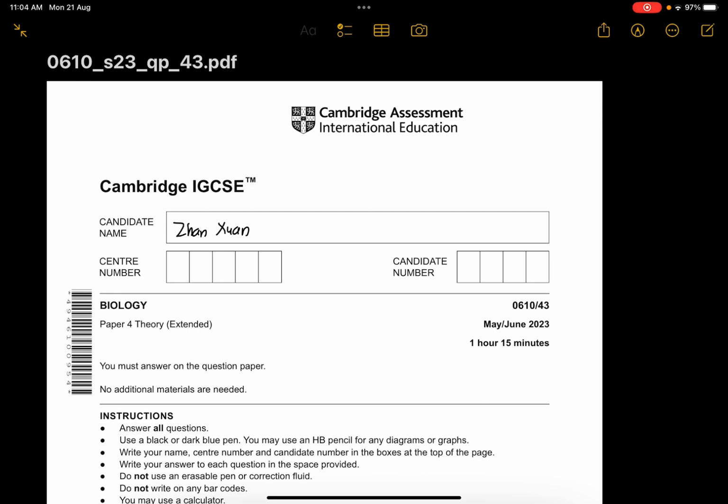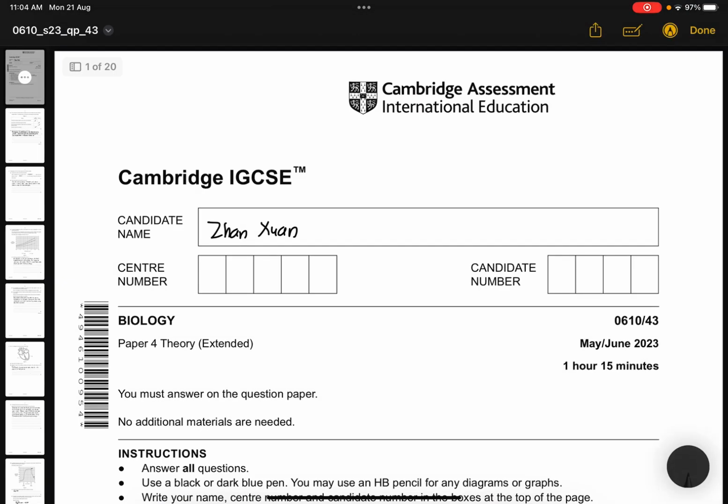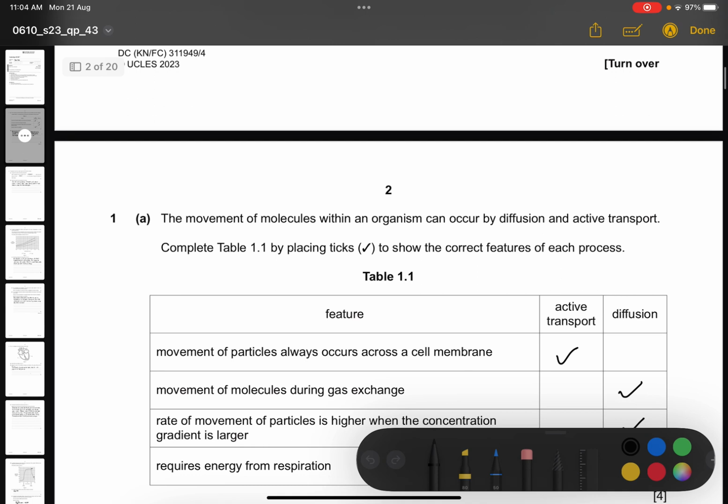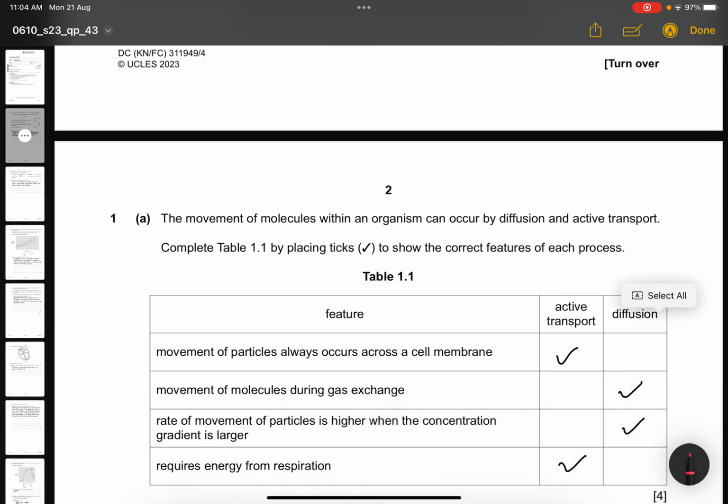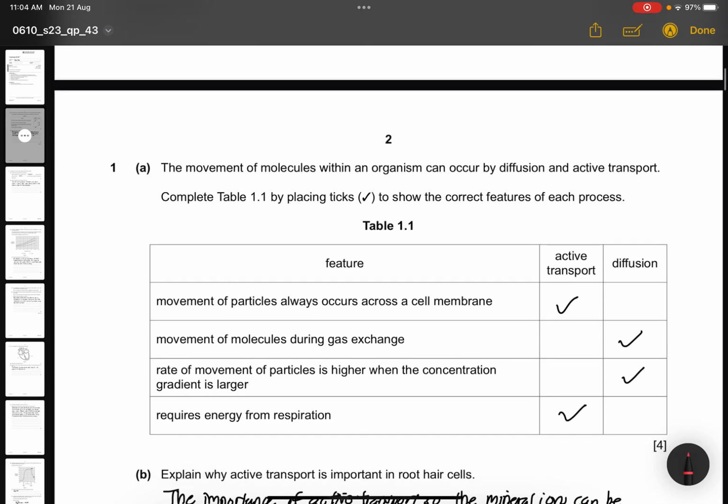So let's start solving this paper. Alright, let's go to question 1. The movement of molecules within an organism can occur by diffusion and active transport. Complete table 1.1 placing ticks to show the correct features of each process.